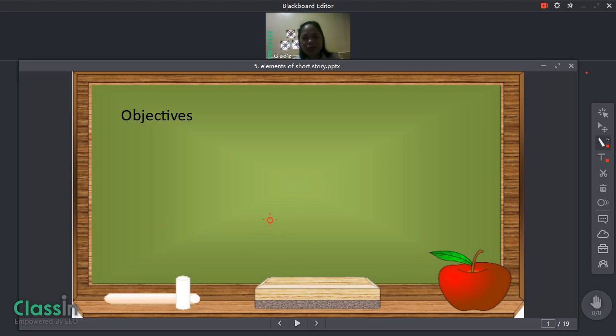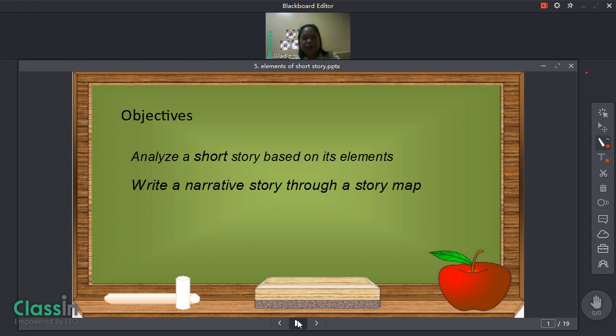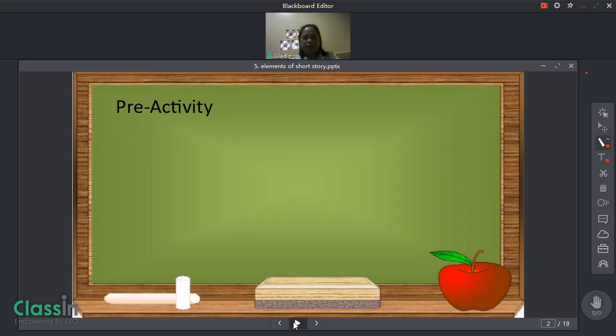For today's objectives, here are: analyze a short story based on its elements, write a narrative story through a story map, and create a timeline based on the movie watch. Okay, so let's have the pre-activity. In the pre-activity, I will show you pictures and then guess what this picture is.